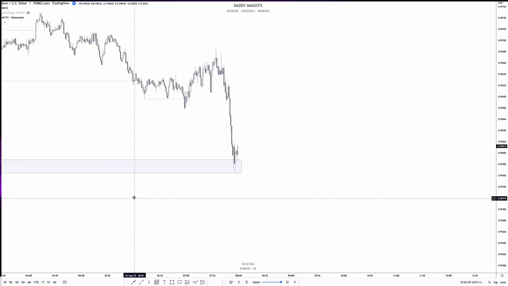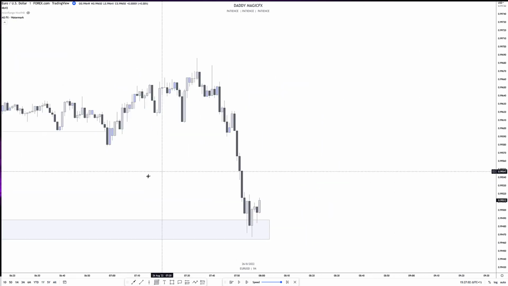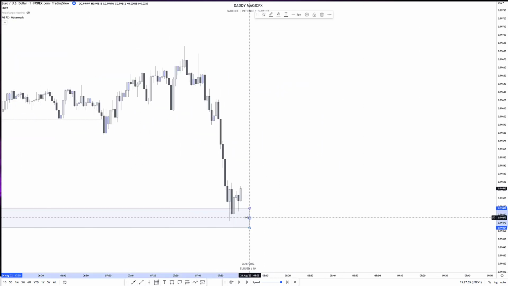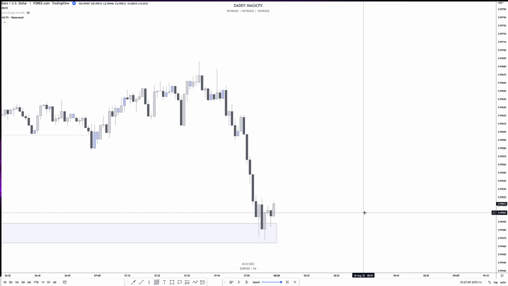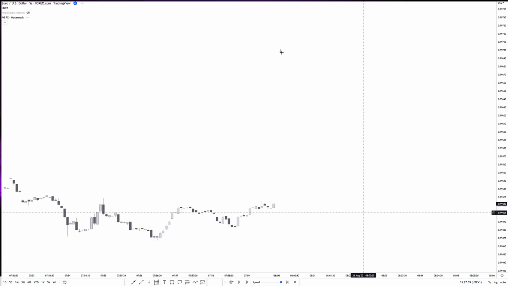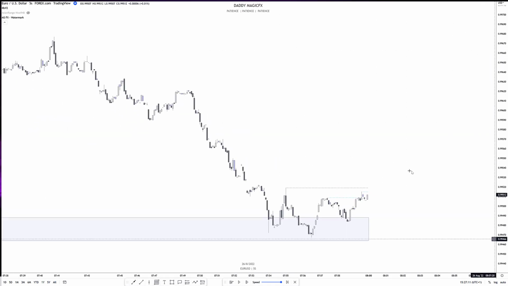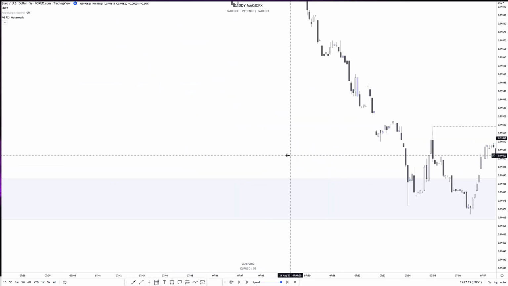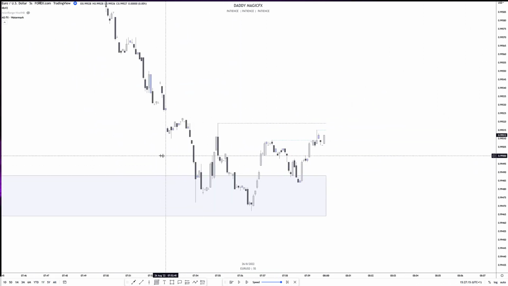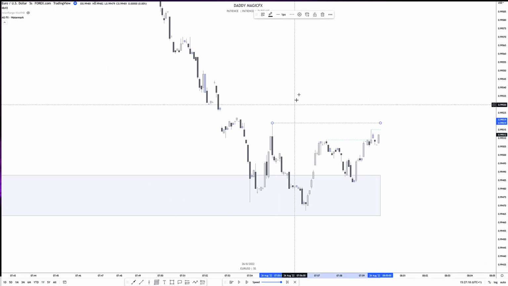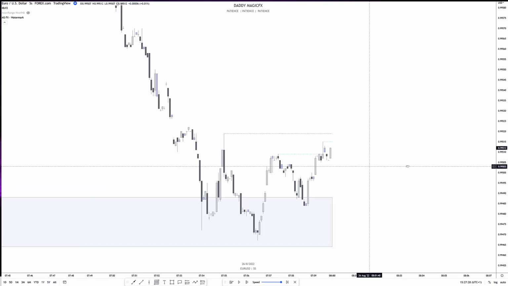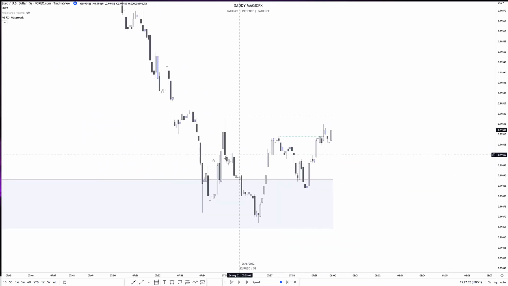So first thing I'll do, I'll either wait for a 5-second, or I'll wait for a 1-minute chop and then a 5-second. If I go on the 5-second here, what do I see? Well, I see that we have a high here. That is our 5-second high after tapping into this zone, and I can see that we haven't yet broken that 5-second high. So that is what I'm waiting for to break before getting involved.